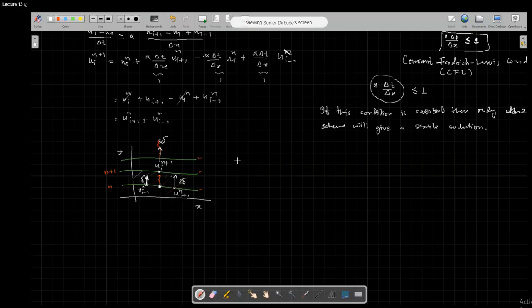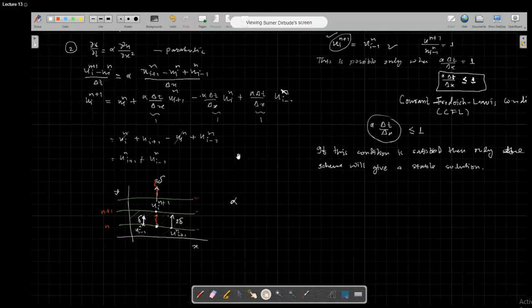So this condition alpha delta t... I made a mistake here. What is that? I made a mistake here.